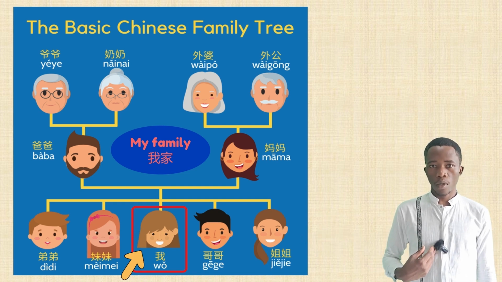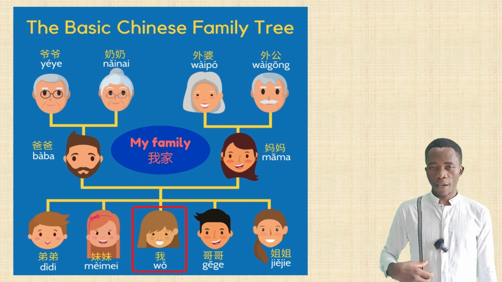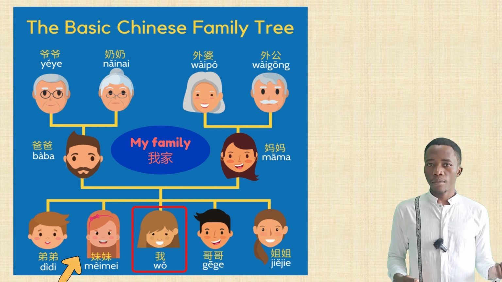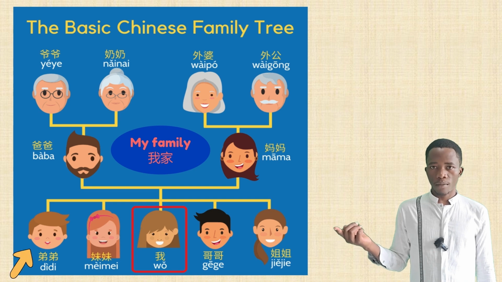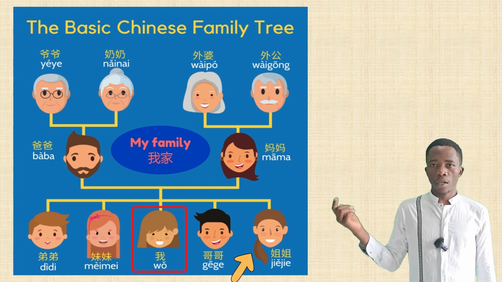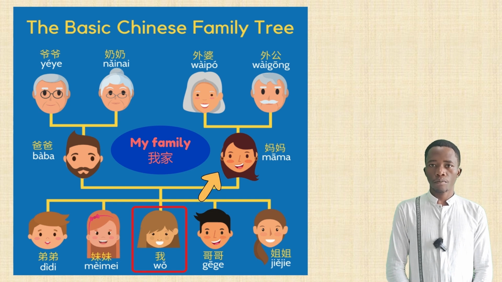我 me. 我家 my family. 我妹妹 my younger sister. 我弟弟 my younger brother. 我哥哥 my older brother. 我姐姐 my older sister. Father 爸爸, mother 妈妈.